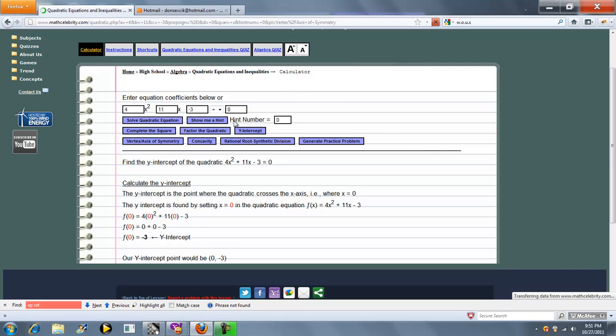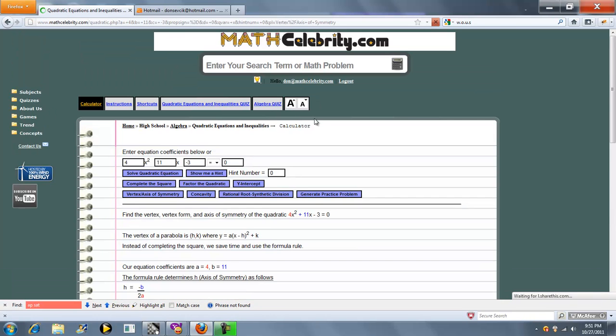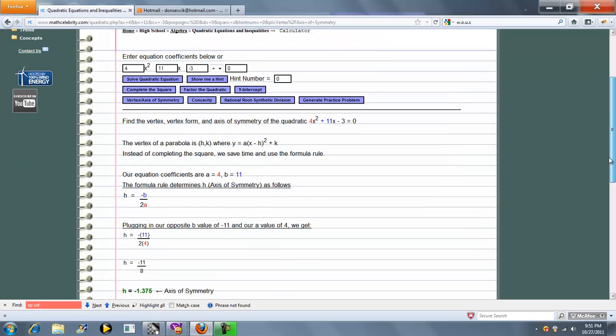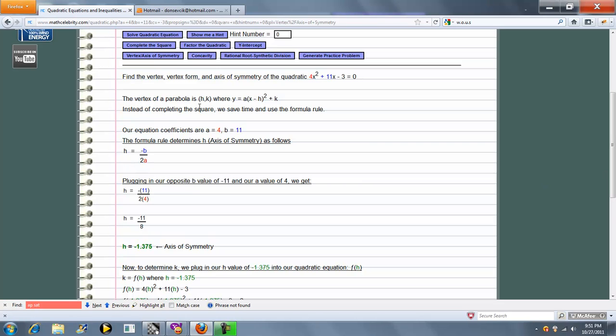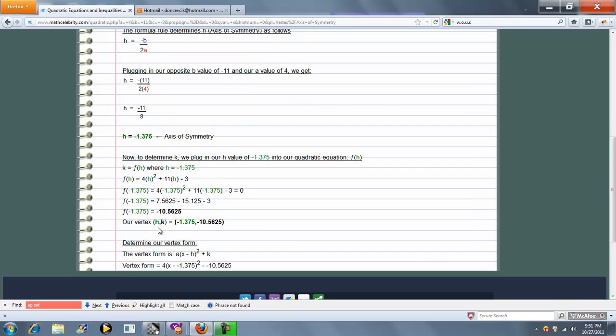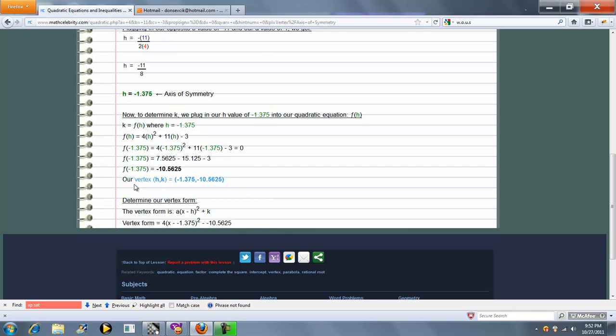Vertex-Axis of Symmetry. Expand our font. So we'll use the formula using a parabola. A, B, H, and K. And it gives you your axis of symmetry. And then it gives you the vertex of your quadratic, which is pretty cool.